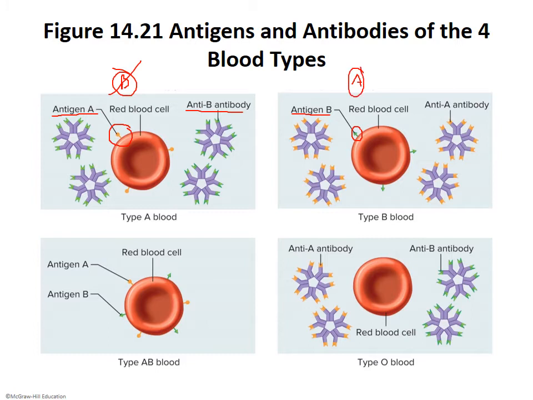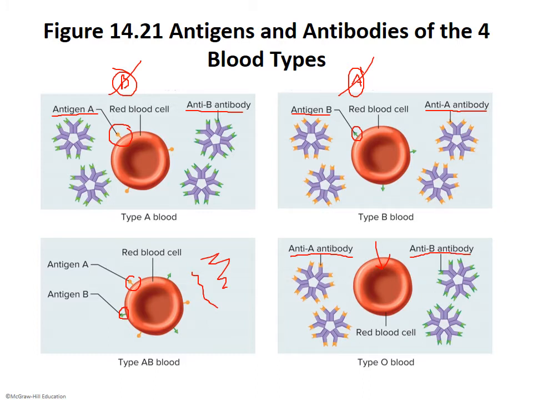I was thinking way ahead. There's no antigen A, so I make anti-A antibodies. This person has both A and B antigens, so therefore I will not have any antibodies. This person doesn't have either one of the antigens. So you're type O, so it's going to have both anti-A antibodies and anti-B antibodies.